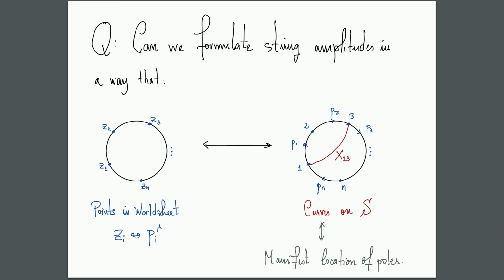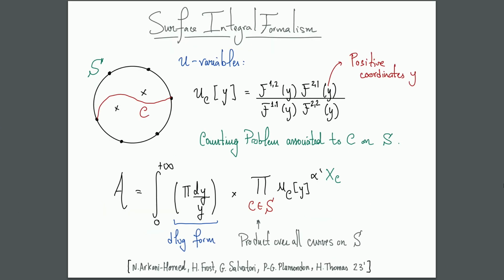Okay, so the question that I want to ask is whether we can formulate string amplitudes in a way that instead of points in a worldsheet associated with these z's that encode the momentum of each particle separately, we have an object in which the primary ingredients are precisely these curves on the surface that correctly encode the kinematics that make manifest the location of the poles. And this is precisely the whole point of the surface integral formalism that I'll just quickly summarize for you.